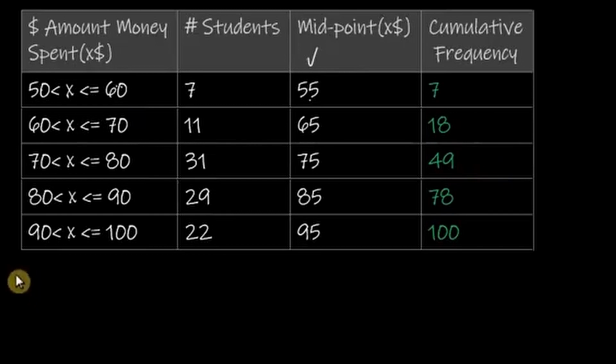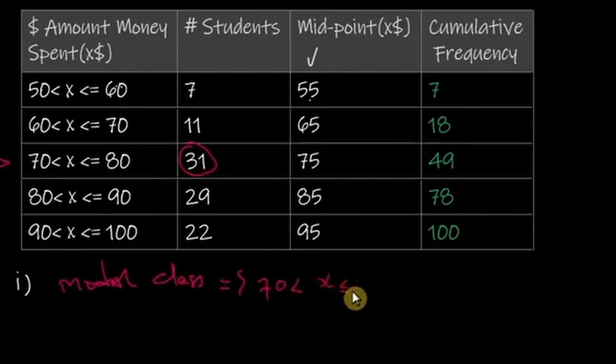The first question is asking us to find the modal class of the amount of money spent. This should not present a challenge because the modal class simply is the class which represents the highest number of students. So that would be represented by this class. Highest number of students, 31, and this is the modal class, so we could write 70 < x ≤ 80. So that's our modal class.